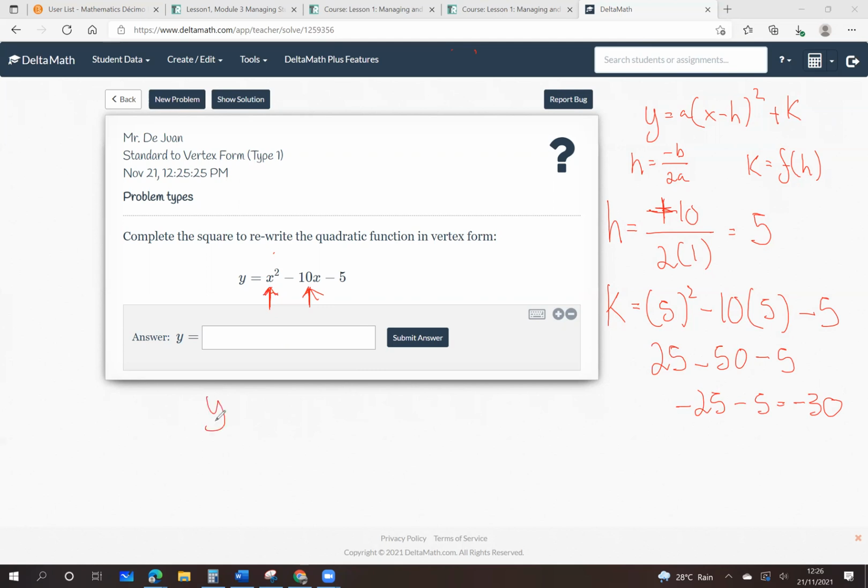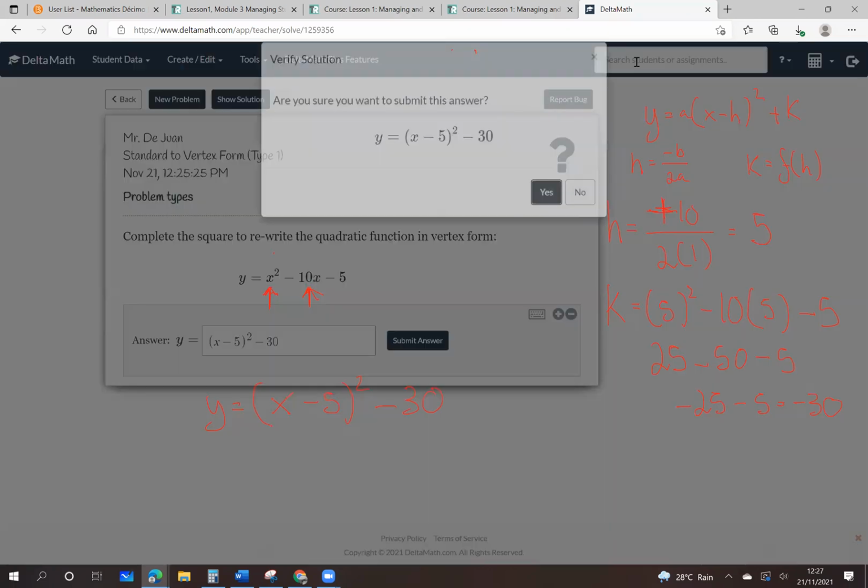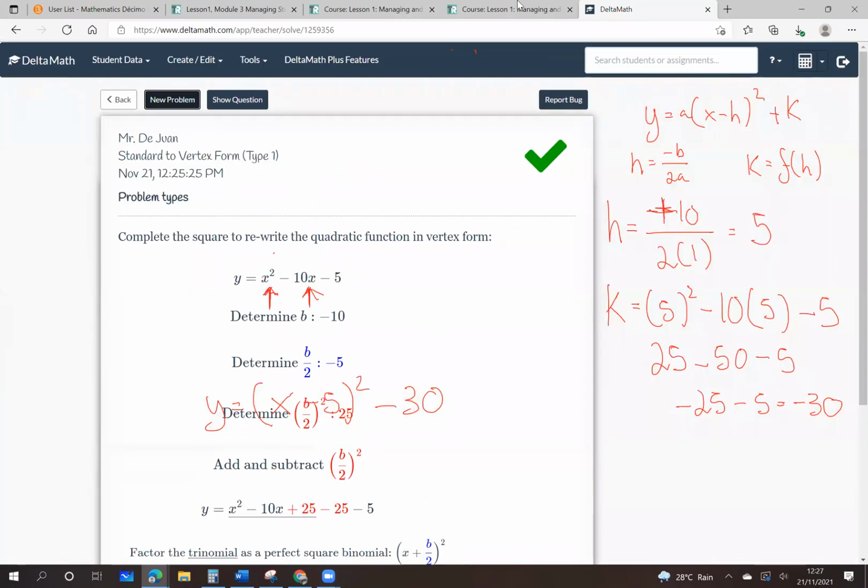Now we're going to write y equals, what's the a? The a appears to be 1. (x minus 5) squared plus, well, plus negative 30, which is the same thing as just saying minus 30. So let's type in what we have here. y equals (x minus 5) squared minus 30. Check, check. All right.